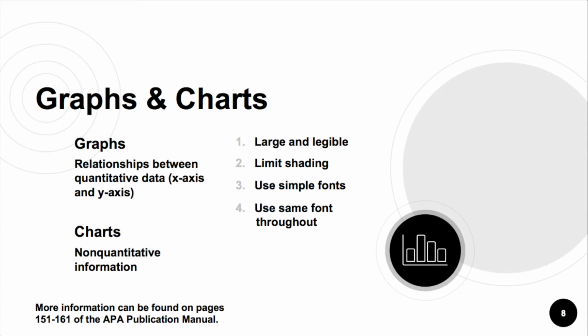Limit shading so that things are easy to read and that there is an obvious difference between each part of the bar graph or the pie chart. You want it to be obvious the difference between each of the proportions or each of the bars. However, you don't want it to be too busy that it's distracting towards the entire portion of the paper.